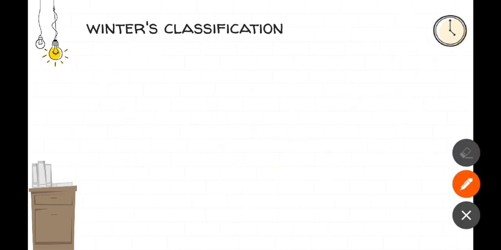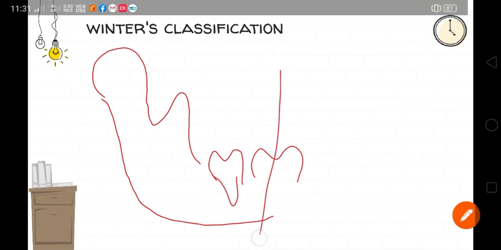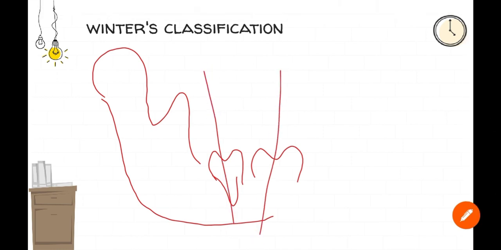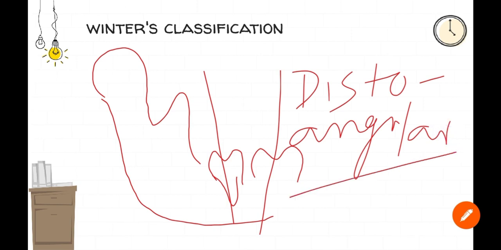Next, if it is distally angulated, this is the long axis, this is the long axis. If the third molar is distally angulated, then it is distoangular impaction.